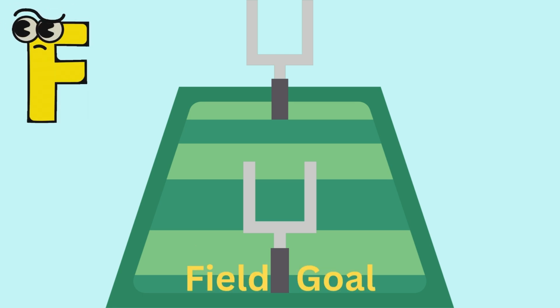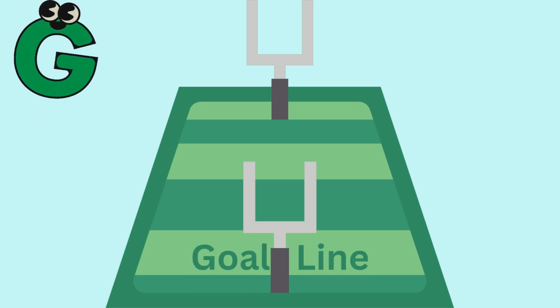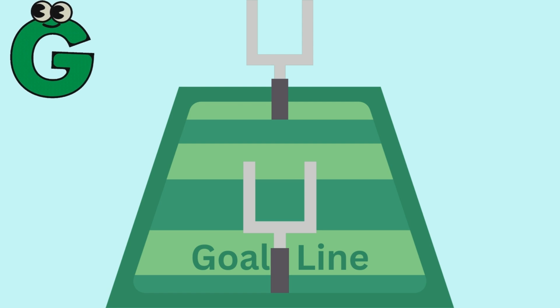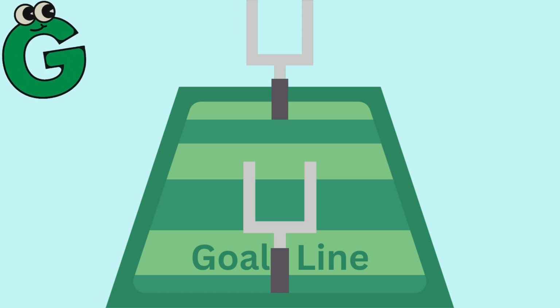F is for field goal. Kick the ball through the uprights and score 3 points. G is for goal line. Cross the goal line and you can score.